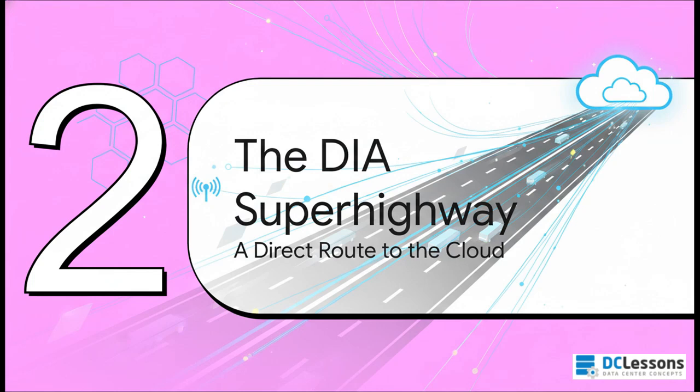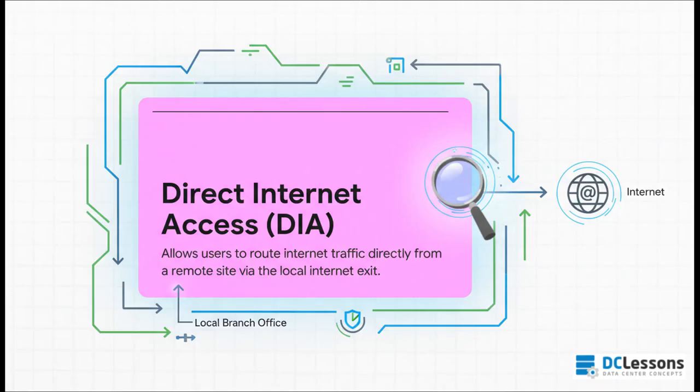Okay, so if the old way is a permanent traffic jam, what do we do? Well, you don't sit in traffic, you build a new road. So let's talk about the DIA superhighway, a direct express route straight to the cloud. So what is direct internet access? You know, it's one of those things that's as simple as it sounds. Instead of backhauling all that traffic, we just let it go out to the internet directly from the local internet connection at the branch office. It's a really straightforward idea, but it is an absolute game changer for network performance.